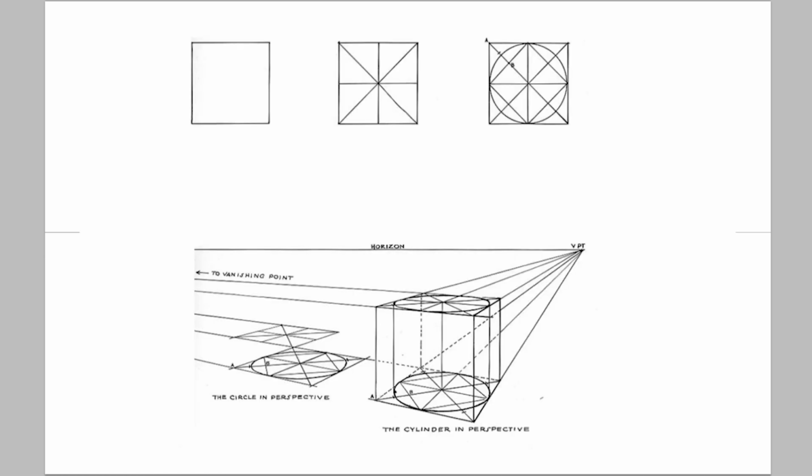Now, to construct the cylinder, there's a little bit of groundwork we need to do about the construction of a circle in perspective. Pictured at the top is a generic construction for the circle that we can project into space, as you can see on the bottom. This comes from Loomis and it is very effective.